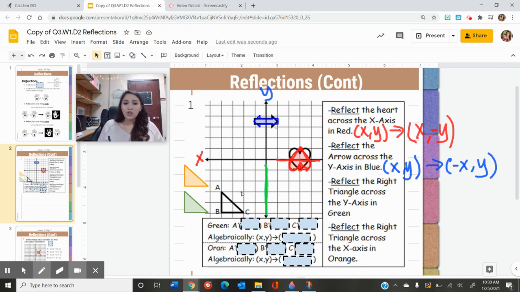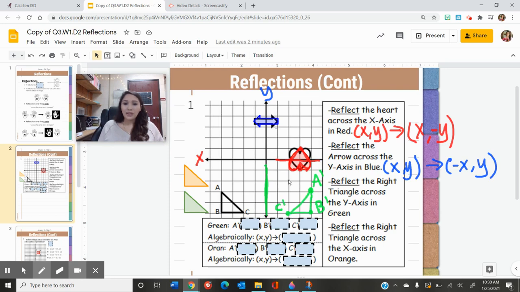So here I'm 1, 2, 3, 4 points away from my point of reflection. So I should count 1, 2, 3, 4 on the other side, and this is A prime. For B, it's 1, 2, 3, 4 away, so on the other side, when I reflect it, it's going to be 1, 2, 3, 4 away, and this is B prime. Next, we have C. It's 2 points away from our point of reflection, so it's going to be 2 points on the other side, and that is C prime.